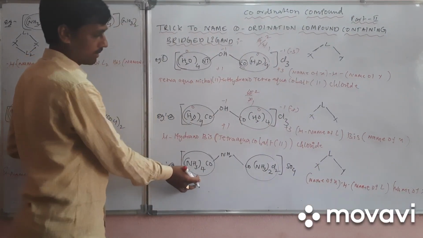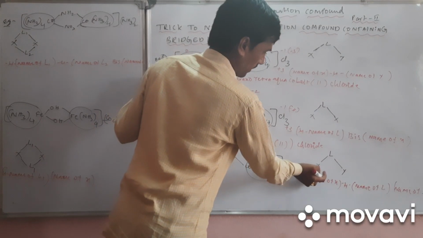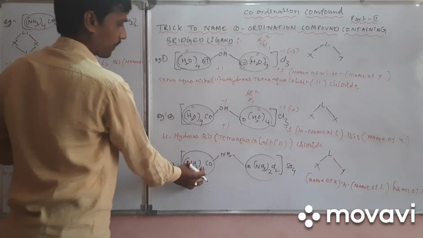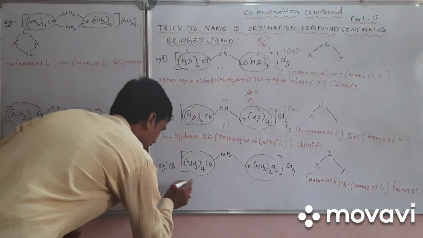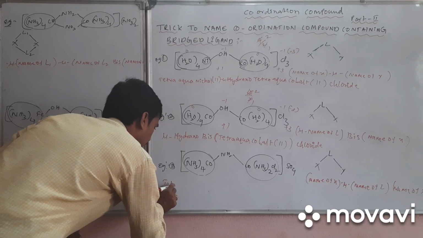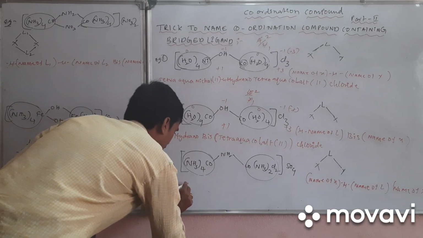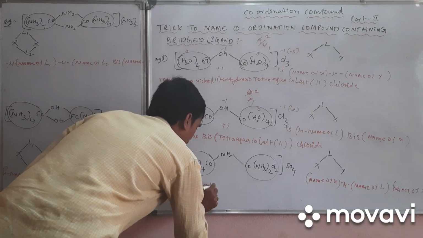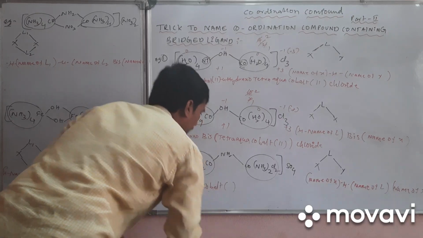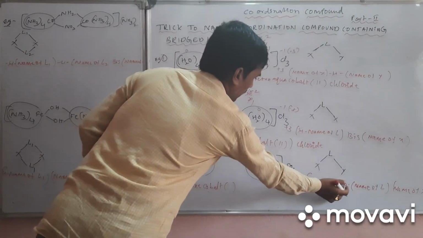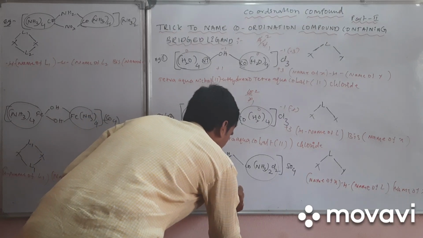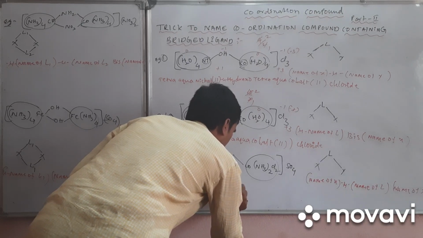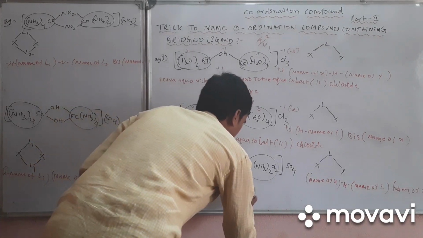Next, observe this nomenclature. First, these two are different, so we use the name of X. Name of X means this one. How many ligands are there? Total 4 ligands, so tetraammine. Next, the name of the metal: cobalt. Next, the ligand name, before which we use mu: amido.